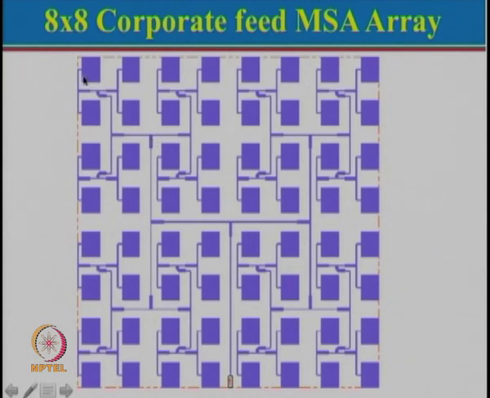So, that means if we now require only, suppose, a 4 by 4 array, our design would have been completed here. We could have just used a coaxial feed at this particular point, and that would have been a 4 by 4 array. But now this 4 by 4 array is repeated 4 times.